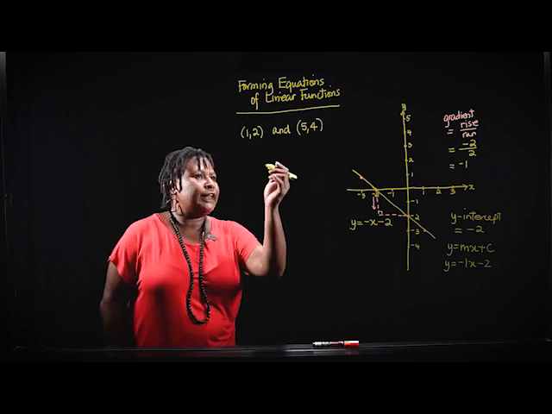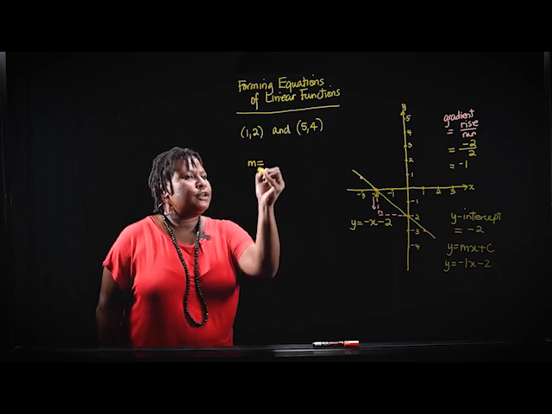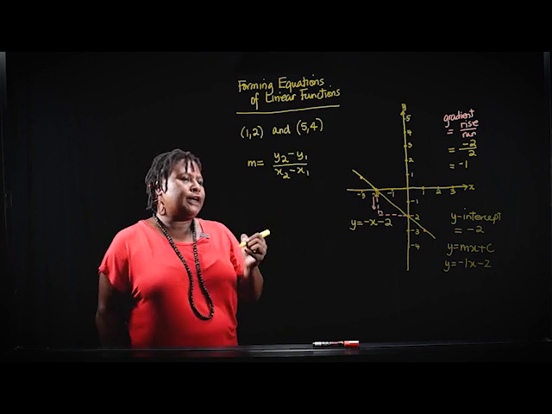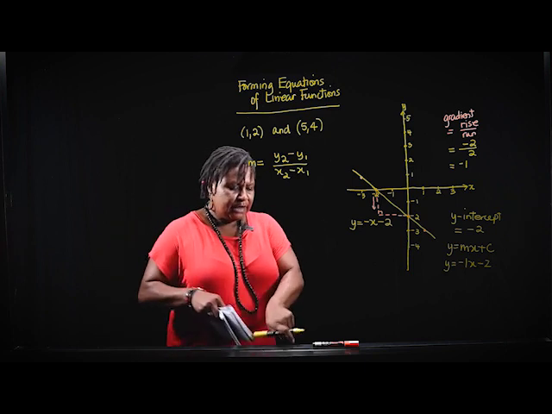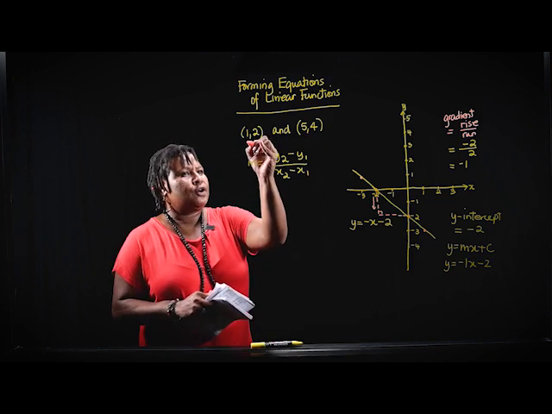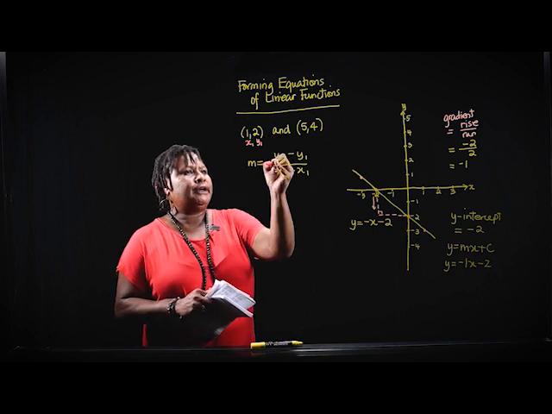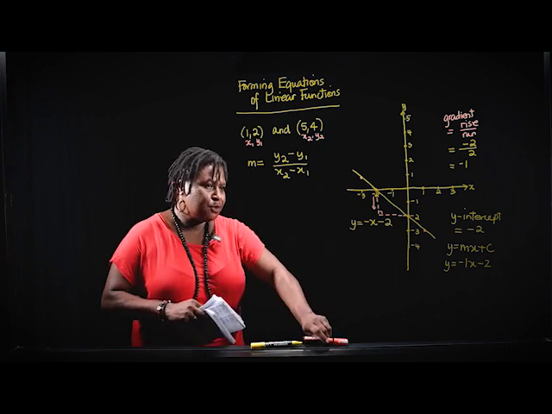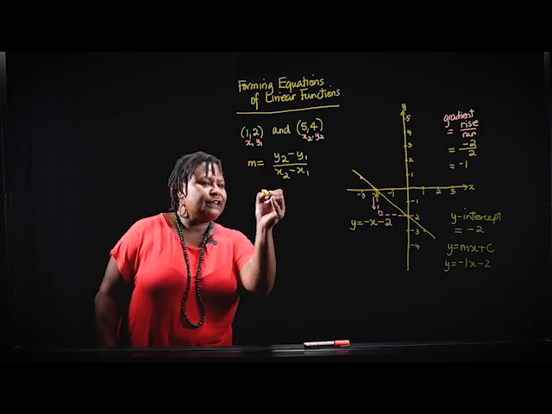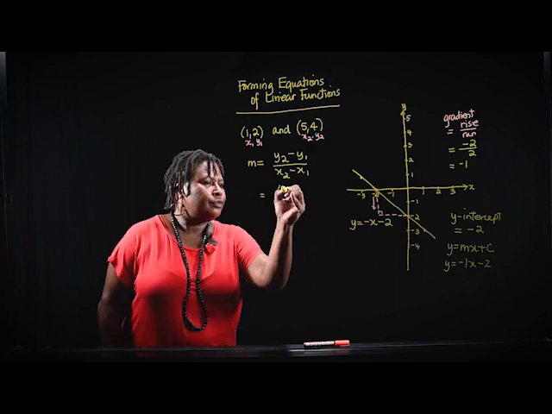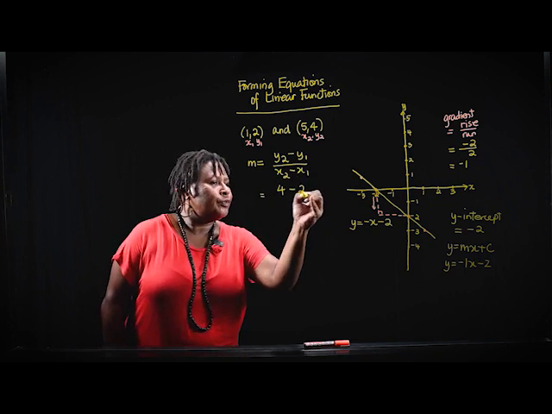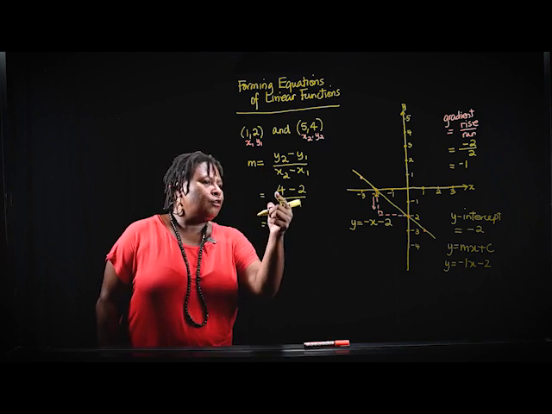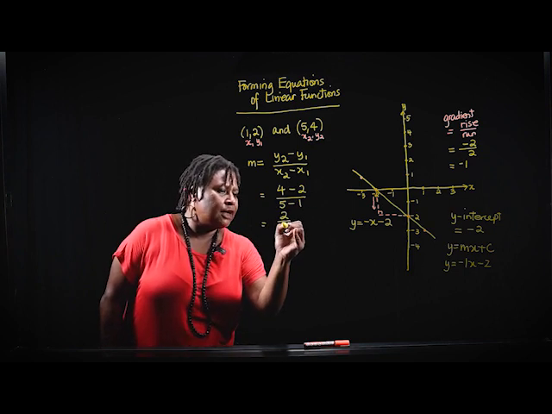And the equation or formula for finding the gradient is m equals y2 minus y1 over x2 minus x1. All right? Now, remember what we did in our last lesson. This is point number 1, so the coordinates are x1 and y1. This is point number 2, so this is x2 and y2. So we simply substitute those coordinates into our formula so that we can find the gradient. So y2 in this case is 4, and y1 is 2, divided by x2 is 5, and x1 is 1. Okay? 4 minus 2 is 2, 5 minus 1 is 4.